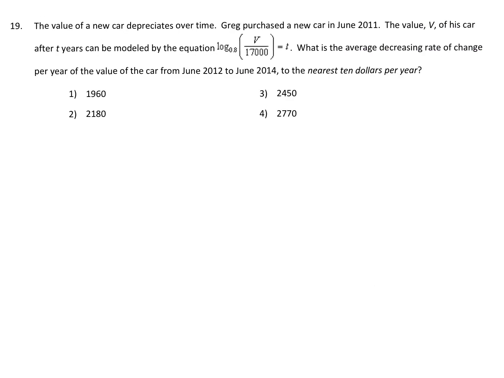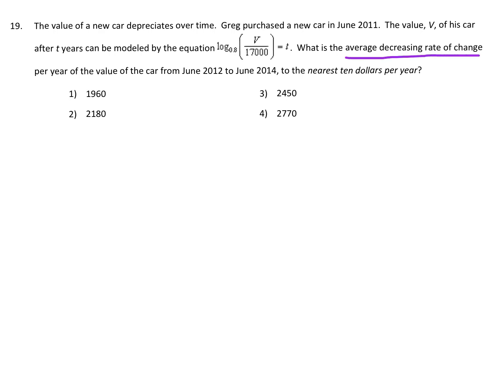Okay, number 19, the value of a car depreciates over time. Craig purchased a new car in June of 2011. The value of his car, V, after T years can be modeled by this equation that they give us here. So V is the value of the car and T is the time in years. They want to know what is the average decreasing rate of change.